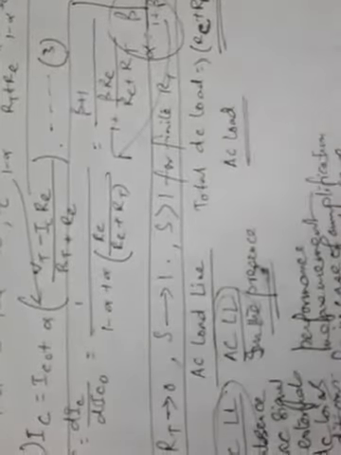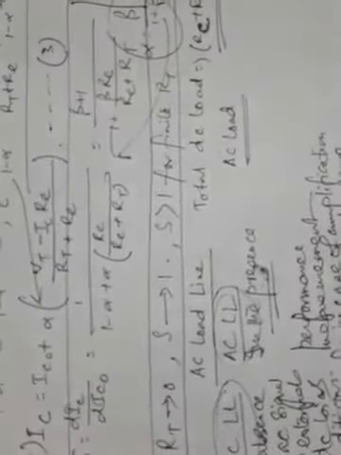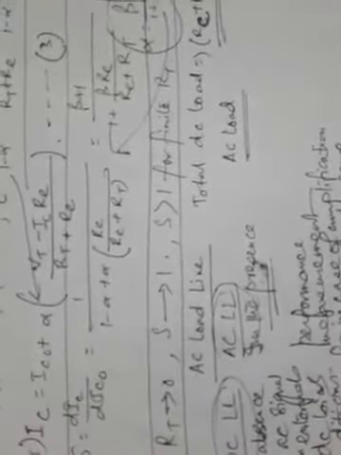Now for AC operation, we have seen that a bypass capacitor is connected in parallel with RE. So all the AC signal will be caught and pass through that bypass capacitor C, and no AC signal will pass through RE.